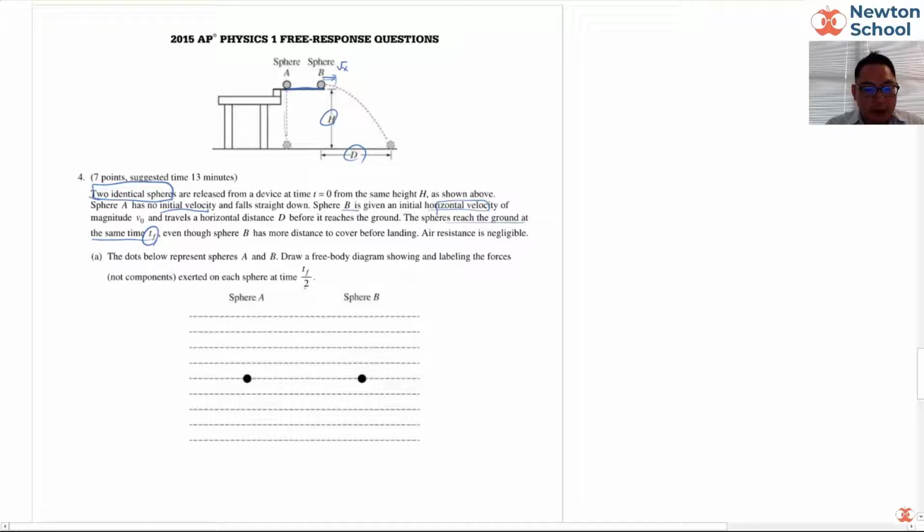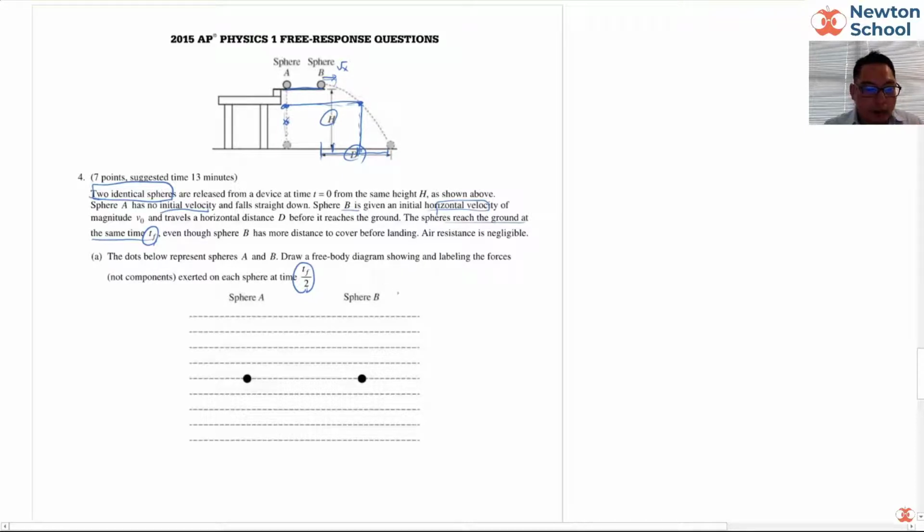So at t equals tf over 2, it's halfway, so somewhere here, I think. No, it has to be above here, right? Above halfway. And halfway in time is actually exactly in the middle, and that will be the same height here.